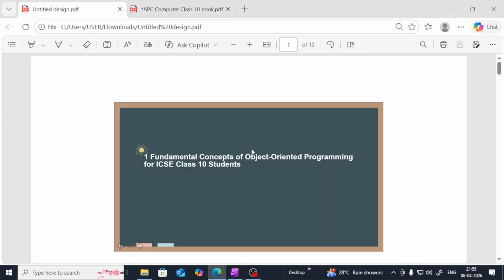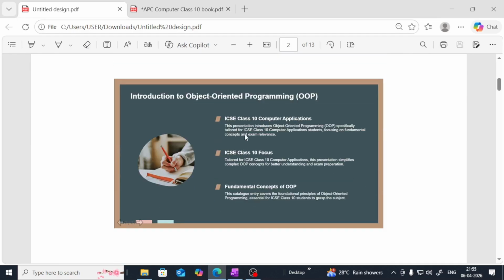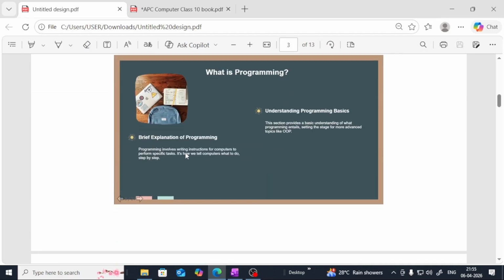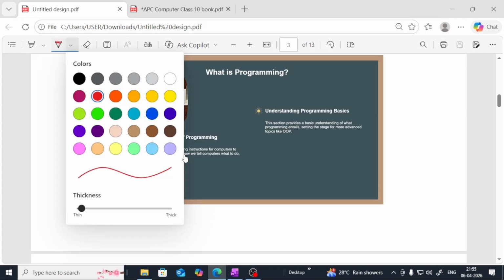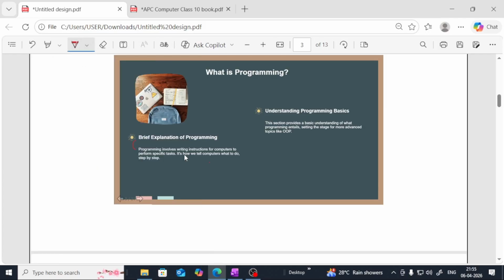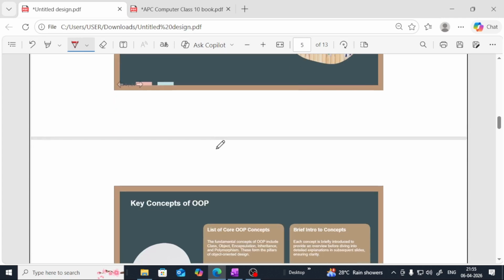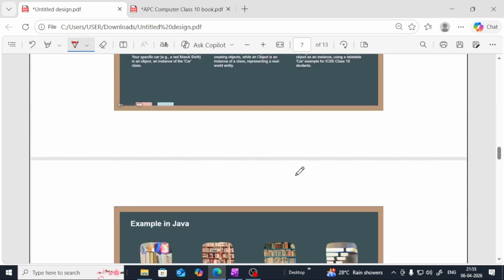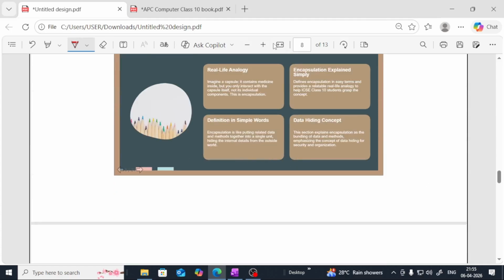And let's just do the PDF. Fundamental concepts of introduction to object-oriented programming. What is programming? Programming involves writing instructions for a computer to perform specific tasks. It is how we tell computers what to do. What is OOPS? Key concepts of OOPS, class and object, examples in Java, what is encapsulation, and the real-life analogy we have given here.